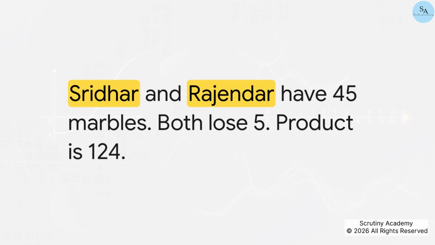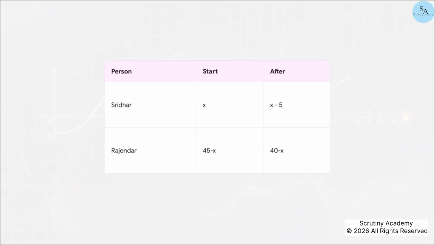Here's the story. Given. Sridhar and Rajinder together have 45 marbles. Both of them lose 5 marbles each. The product of the number of marbles they now have is 124. Asked. Form the quadratic equation to find how many marbles each of them had previously. Okay, whenever you're faced with a paragraph of text like this, always hit pause, read it calmly, and simply separate exactly what the story is telling you from what it's actually asking you to find. Honestly, using a simple table is the absolute best way to visualize the before and after here.